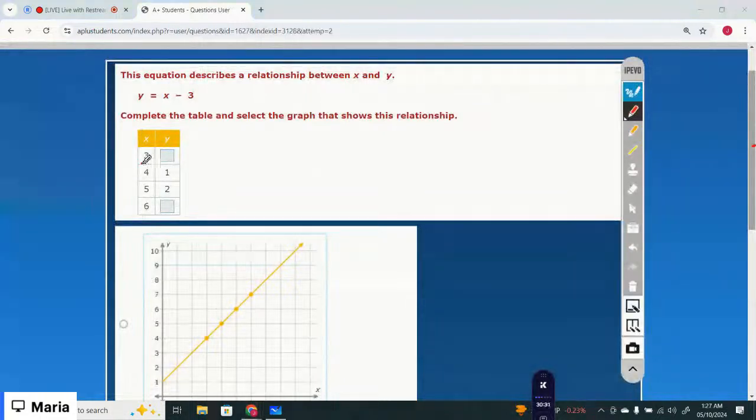Okay, so when x equals 3, replace x in the equation with 3. So 3 minus 3 is 0, right? The next one is 4 minus 3. So which is the correct option? Sorry, 6 minus 3. You need to find when x equals 6.